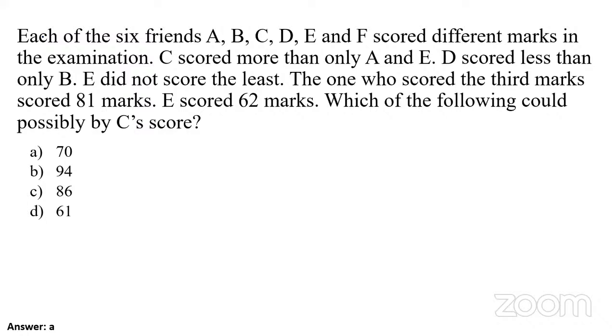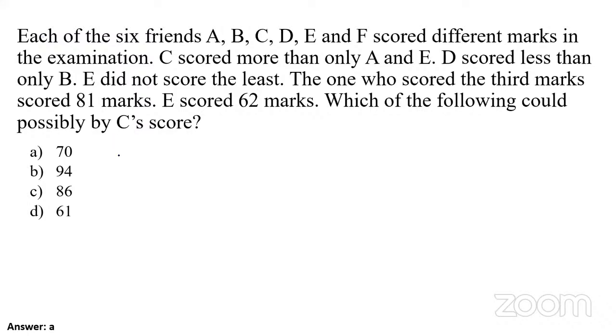Ma'am, I got the answer. Okay, fine, keep that. Is the answer 70? You got the answer 70? Yes, ma'am. C's possible score should be greater than 62, and the one who scored third marks is 81, so it should be less than 81 also. It should be more than 62.